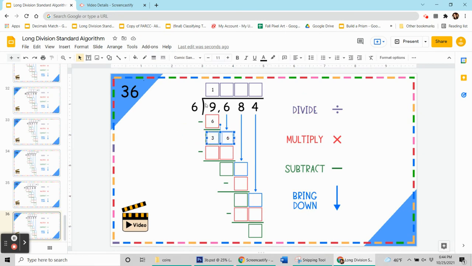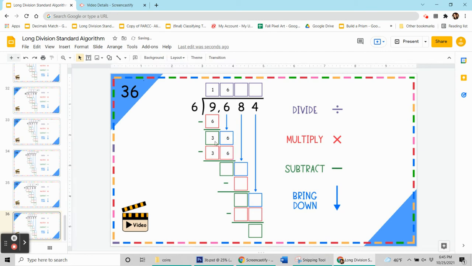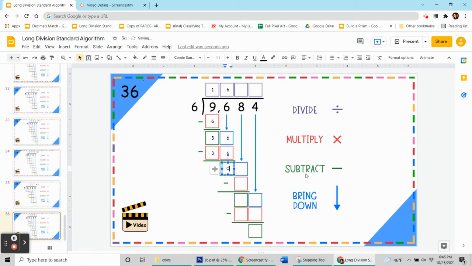So 36 divided by 6. How many times can 6 fit into 36? It is 6 times. Now we're going to multiply. So 6 times 6, which is 36. We subtract 36 minus 36, which is 0. And now we're going to bring down the 8.